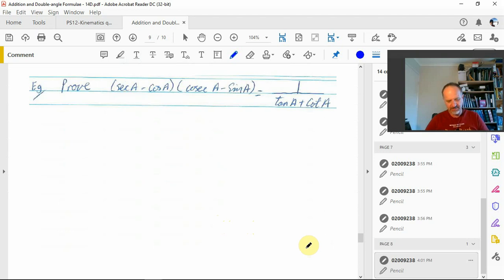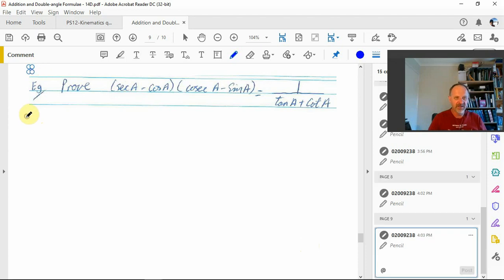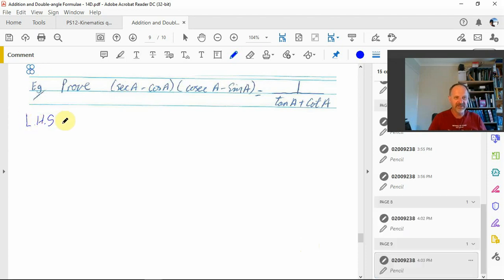Now, sometimes we're going to have to do what we're going to have to do with this one here, and that's adjust both sides. Now, we do that independently. All right, so remember I said last lesson, where we're proving that this equals this, we can't make assumptions, so we can't go flopping things from one side to the other. Got to work with one side at a time. And so let's start with the left-hand side, which is sec A minus cos A, cosec A minus sine A.